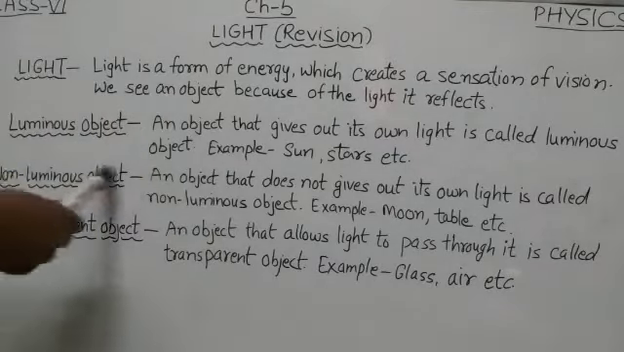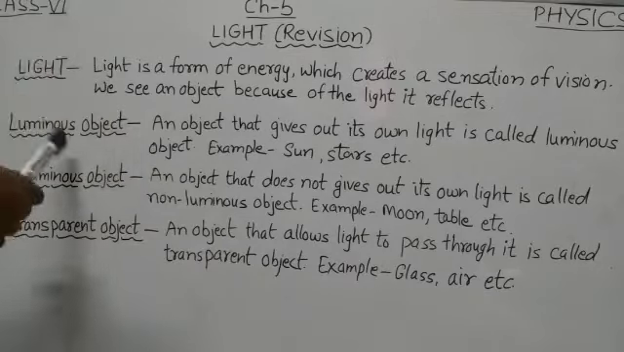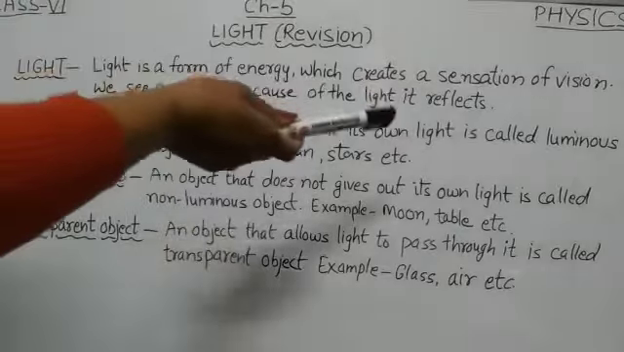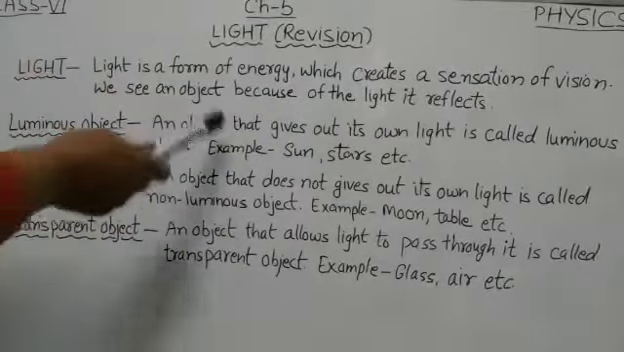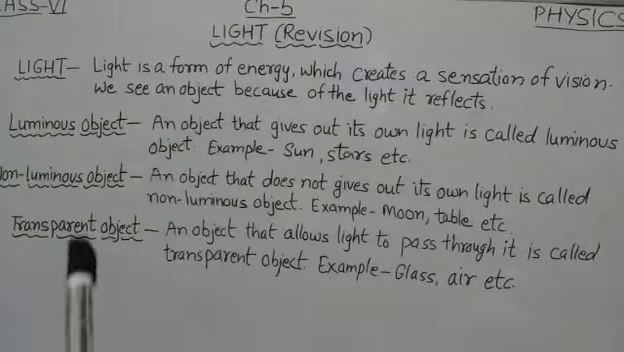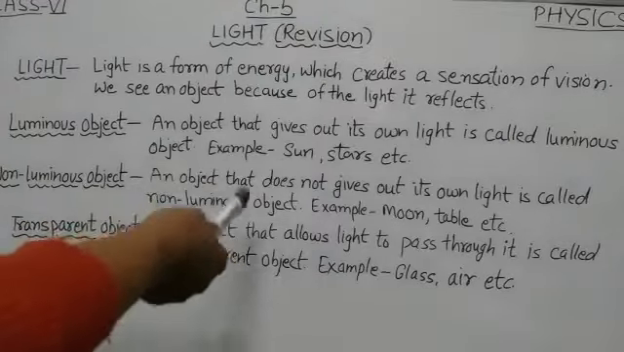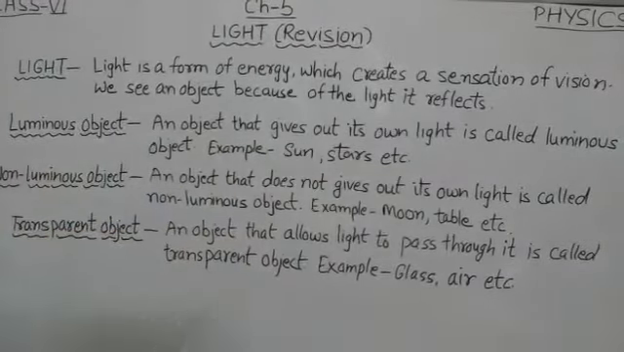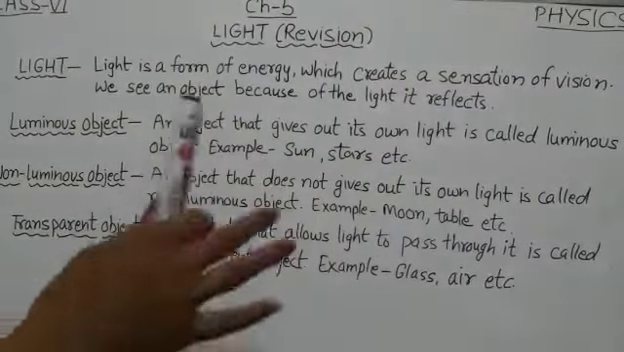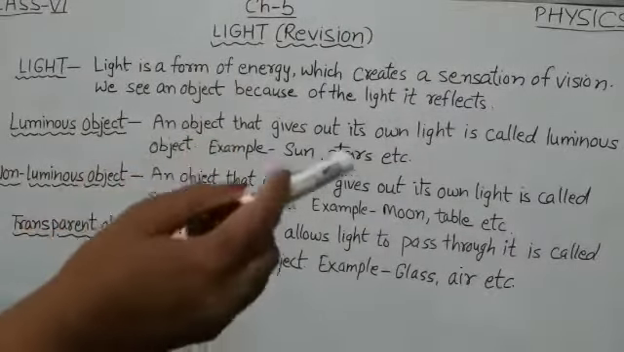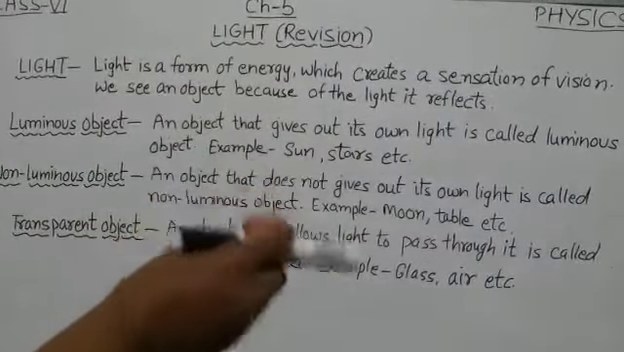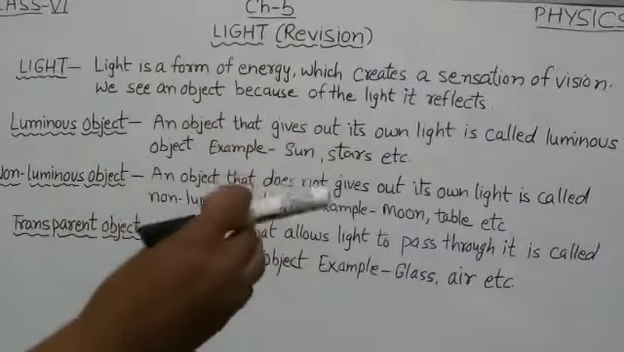Okay, now the next definition is luminous object. What is a luminous object? An object that gives out its own light is called luminous object. Example, sun, stars, etc. So if you can give an example, you must write one or two examples. And kindly do not write the definitions from Google or anywhere else. Either you write it from the book or whatever I have written on the board, whatever I have taught you in my videos, that only I will accept.